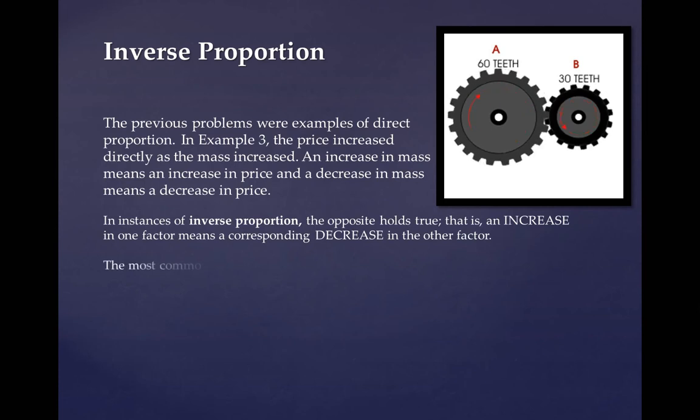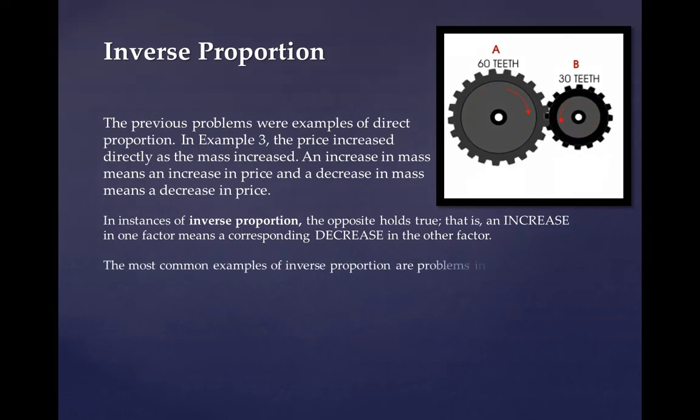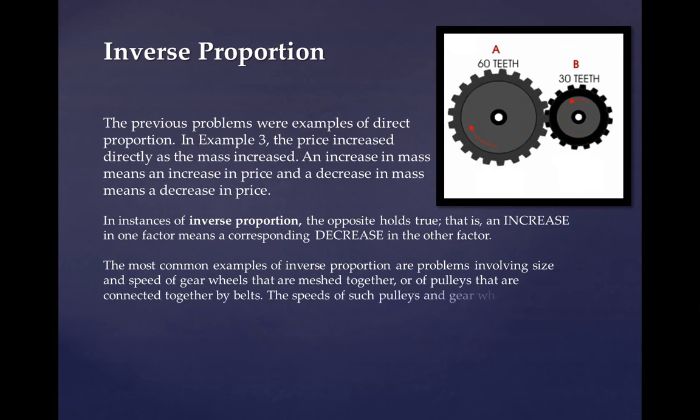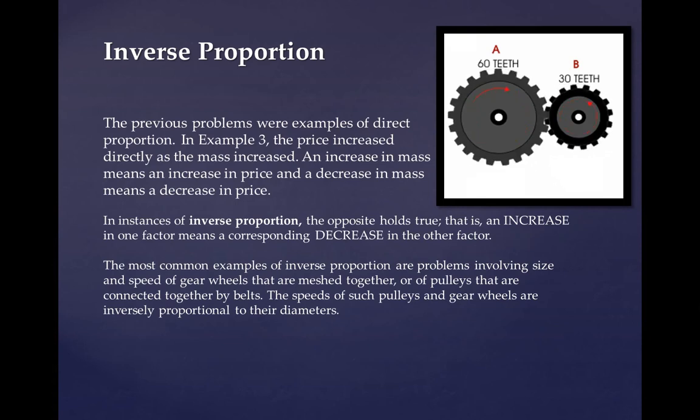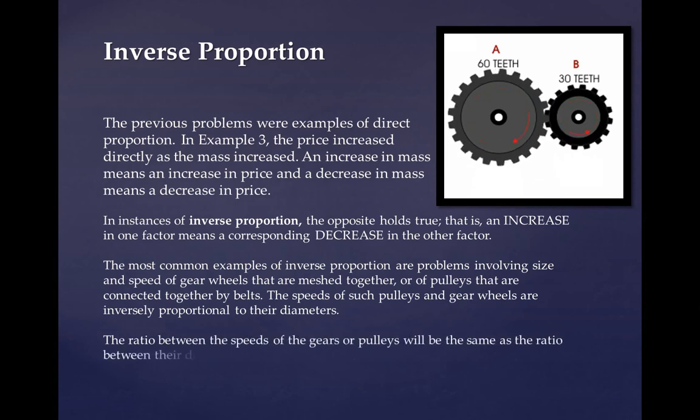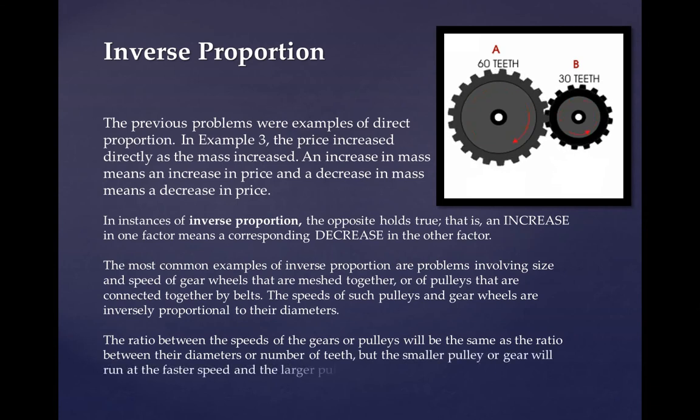The most common examples of inverse proportions are problems involving size and speed of gear wheels that are meshed together, or of pulleys that are connected together by belts. The speed of such pulleys and gear wheels are inversely proportional to their diameters. The ratio between the speeds of the gears or pulleys will be the same as the ratio between their diameters or number of teeth, but the smaller pulley or gear will run at the faster speed, and the larger pulley or gear will run at the slower speed.